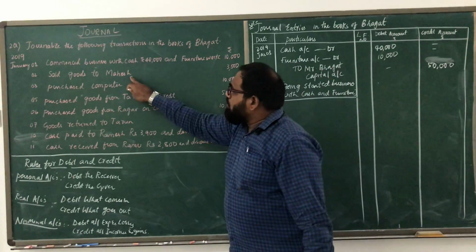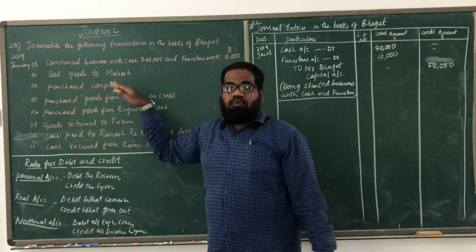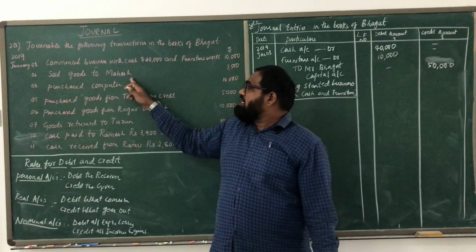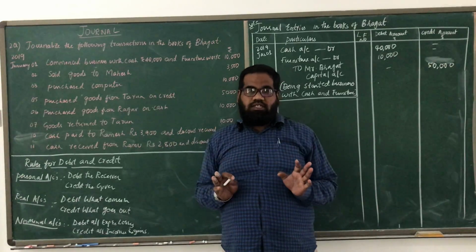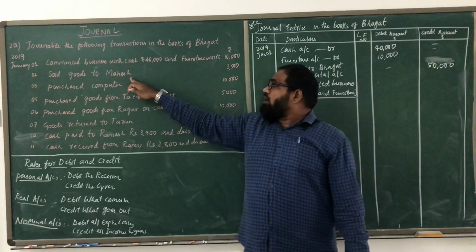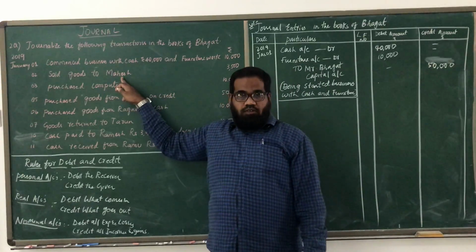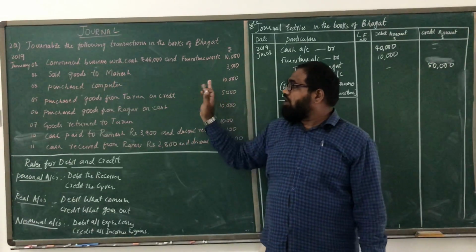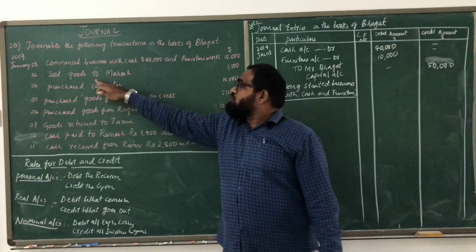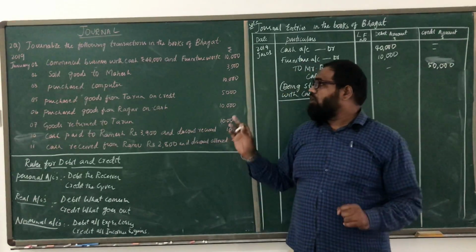The next: sold goods to Mahesh. Now the important point you have to remember here: whenever this type of entry is given, you have to identify whether it is a cash transaction or a credit transaction. Whenever 'sold goods to Mahesh' is given in the question, and neither on credit nor on cash is mentioned, you have to identify that whenever the name of the party is given, it is a credit transaction only. When 'sold goods to Mahesh on cash' is given, that is a cash transaction. That's a very important point to remember.